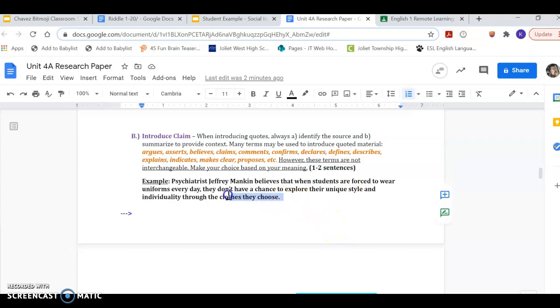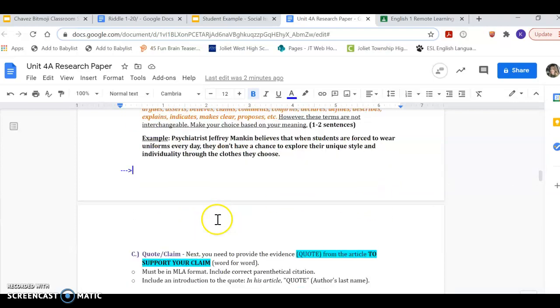Here's my example again using school uniforms. Psychiatrist Jeffrey Mankin believes that when students are forced to wear uniforms every day, they don't have a chance to explore their unique style and individuality through the clothes they choose. So that was one sentence. Notice that my source I identify is psychiatrist Jeffrey Mankin. My verb is believes, and the rest of this is summarizing what Jeffrey Mankin believes. So you are typing yours next to this blue arrow below the example.